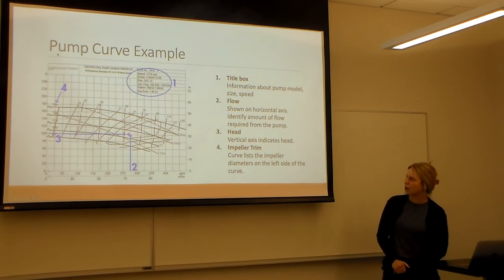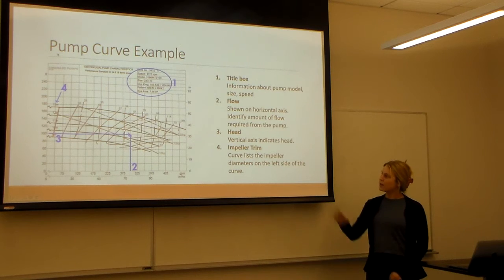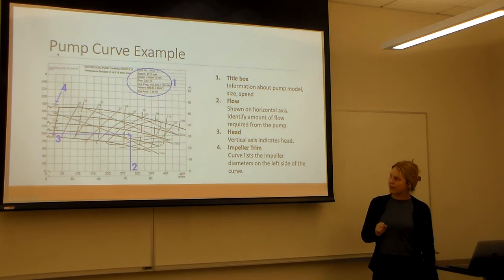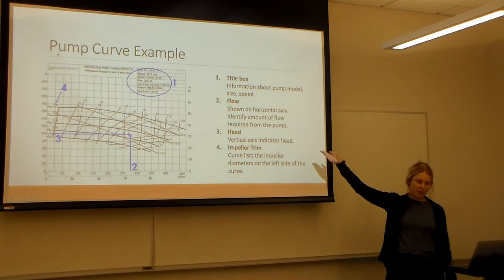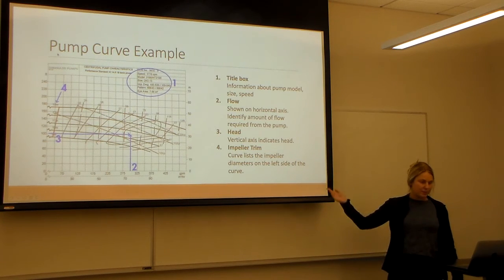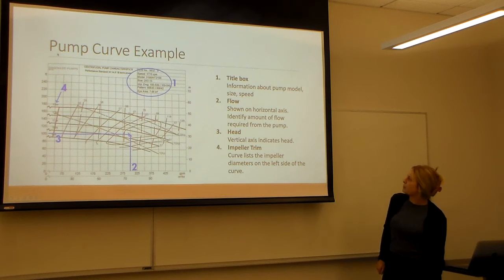So here's an example of a pump curve. We're just going to break it down and look at each piece because it's kind of complicated if you don't know what you're looking at. So number one, up in the top right, is just your title box. That's just going to tell you the name of your pump, what model it is, size and speed.